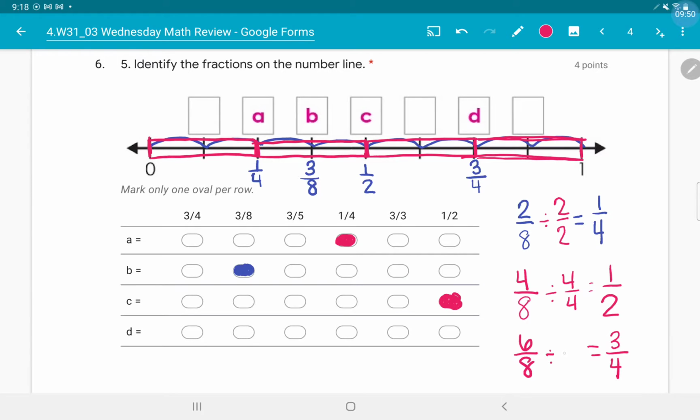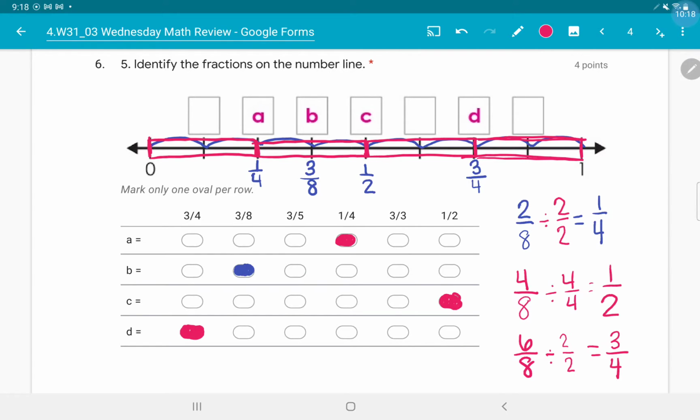Jaden? Well, since you know how to get 6, you can do 3 plus 3 equals 6, and then 8 you can do 4 plus 4. And then you look at your choices, and... Very good. If we divide 6 divided by 2 is 3, and 8 divided by 2 is 4. So D is equal to 3/4.